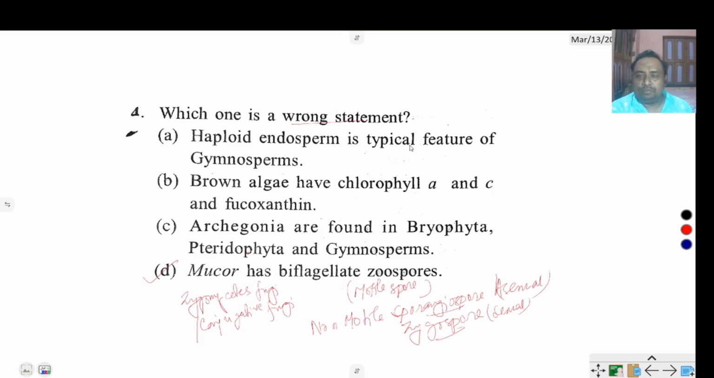Haploid endosperm is a typical feature of gymnosperms, and in gymnosperms the haploid endosperm is produced before fertilization. Brown algae have chlorophyll a, c and fucoxanthin. Archegonia are found in bryophytes, pteridophytes and gymnosperms. So all these options are correct. Next question.